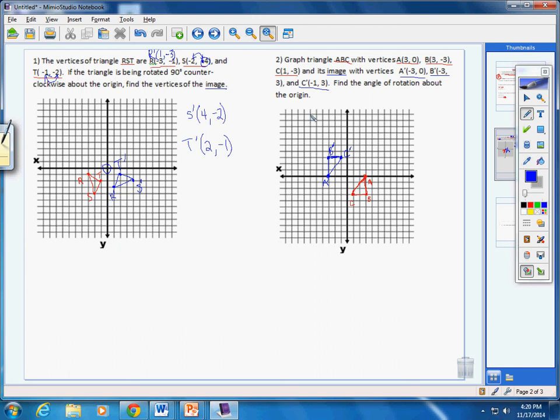Let's jump on to another example. Graph the triangle ABC with vertices (3, 0), (3, -3), (1, -3), and its image. Remember, the new figure now is the image. (-3, 0), (-3, 3), and (-1, 3). Okay, so we've done that. We've graphed all that. Now the question says, find the angle of rotation about the origin.